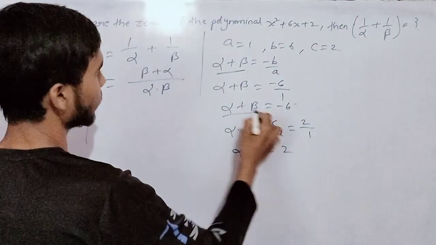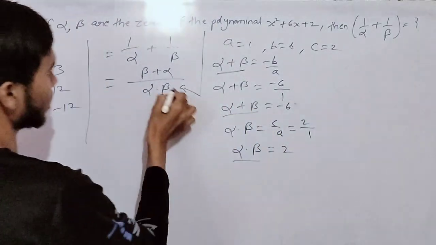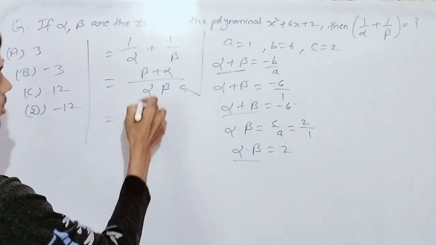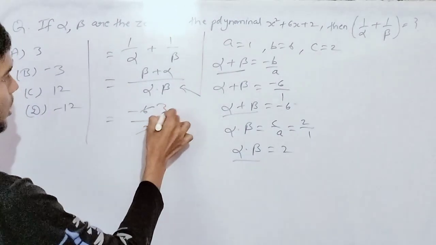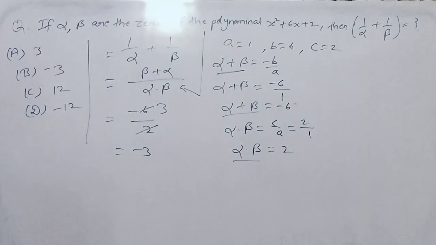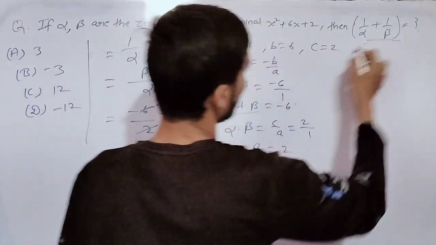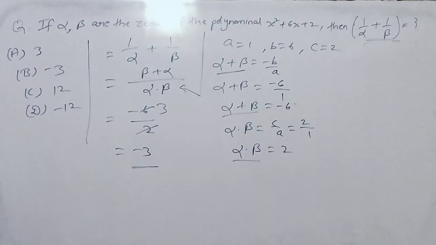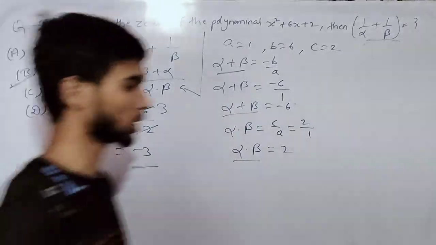Now we can put the value of this in this. So this is minus 6 and this is 2. 2 threes are 6, so finally we got 3. So this is equal to this. Minus 3 is where? This is the answer.